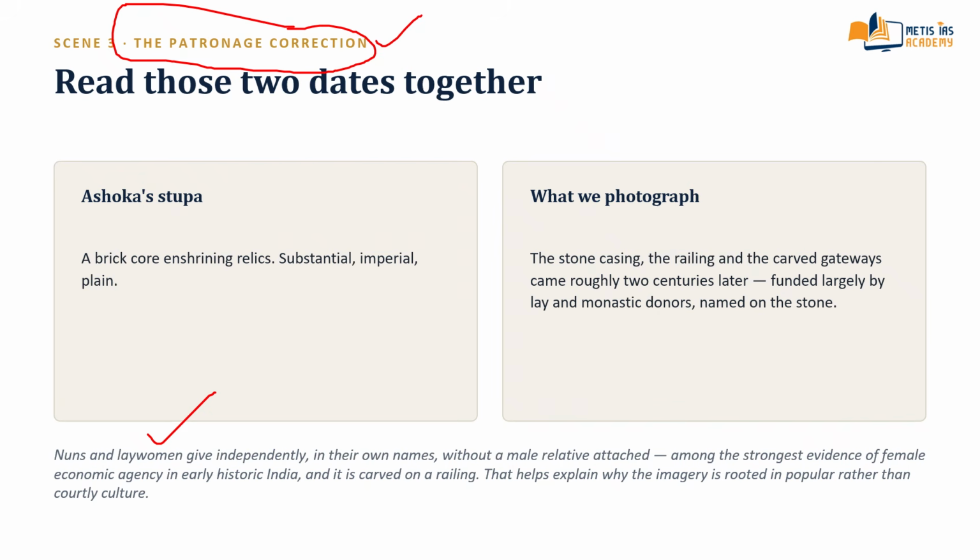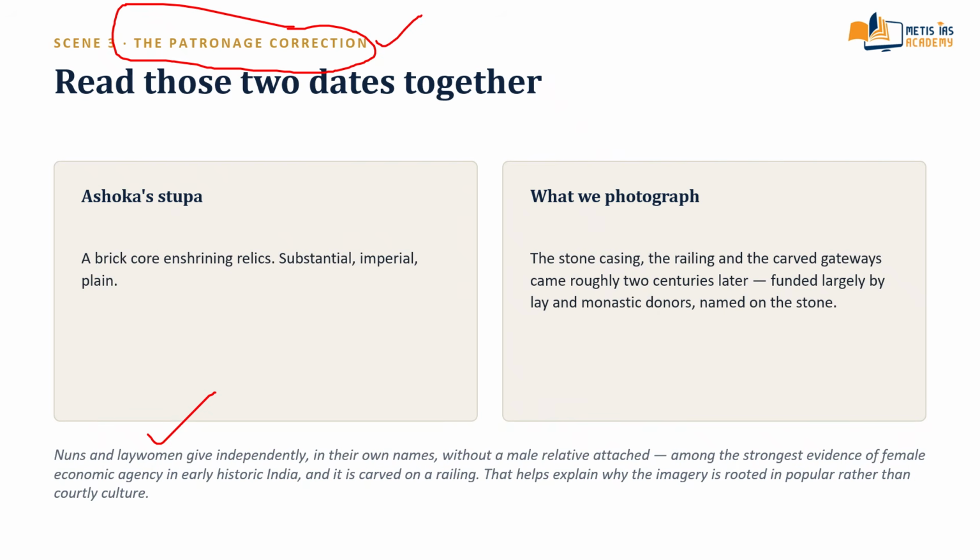And on the economy, those inscriptions are economic history: named guilds, named towns, named professions, evidence of surplus in the hands of traders and artisans in the last centuries of BCE. The stupa is a record of who had money. And on women, the donor lists include a striking number of nuns and laywomen, giving in their own names independently without a male relative attached. That is one of the better pieces of evidence we have for female economic agency in early historic India. And it is carved on a railing.